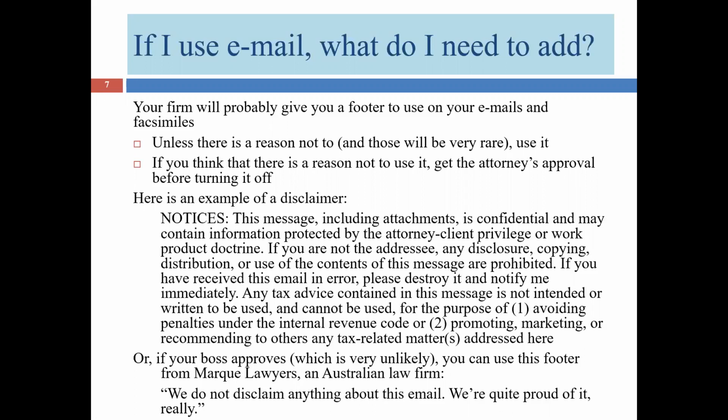But there really is no reason to remove the disclaimer simply because you are emailing someone from another law firm, if for no other reason than it's just a hassle to remove it each time. If you think that you want to remove it for whatever reason, and it's not a lunch invitation or something like that, be sure to talk to the attorney before you do so.